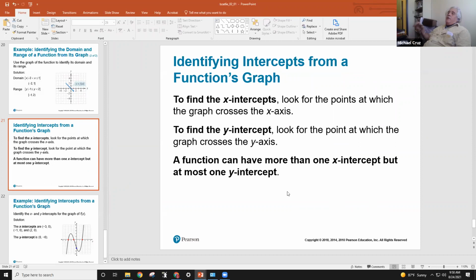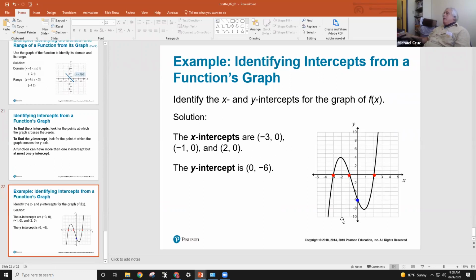All right, so the last thing we're going to look at is being able to tell x and y intercepts from a graph. It's very simple because x-intercepts are where the graph crosses the x-axis. The y-intercept is where it crosses the y-axis. Now, you can have more than one x-intercept, but only one y-intercept for it to be a function. So let me show you.